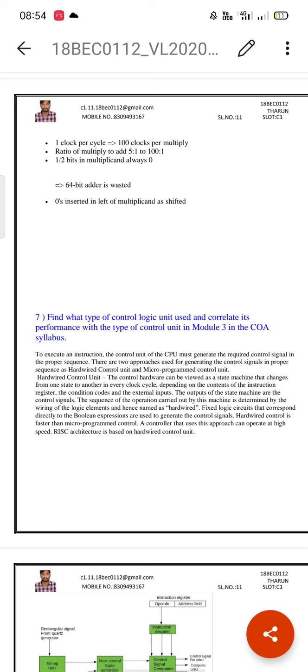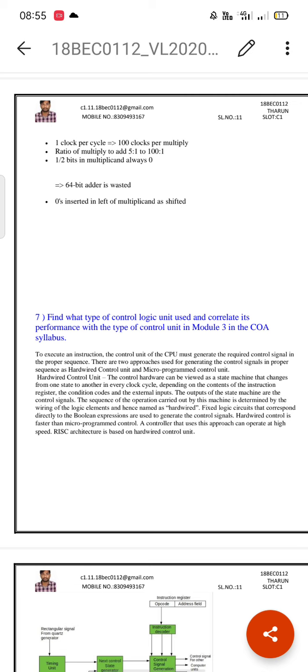control unit. In the hardware control unit, the control unit hardware can be viewed as a state machine that changes from one state to another in every clock cycle, depending upon the contents of the instruction register, the condition codes, and the external inputs. The outputs of the state machine are the control signals, and the sequence of operations carried out by this machine is determined by the wiring of the logic elements, hence it is called hardware. Fixed logic circuits that correspond directly to Boolean expressions are used to generate the control signals.